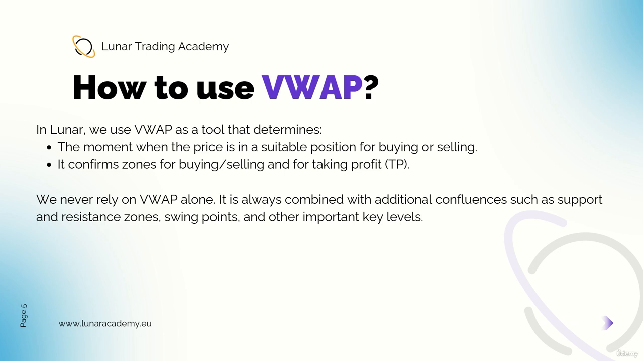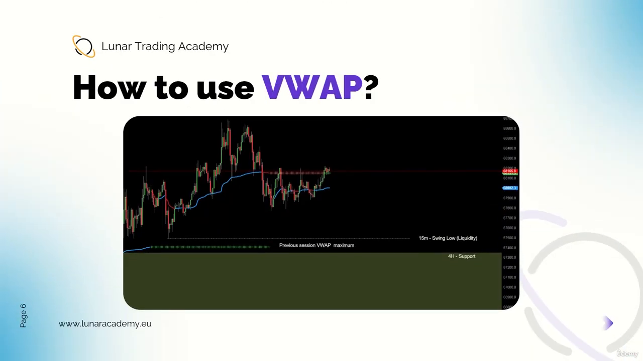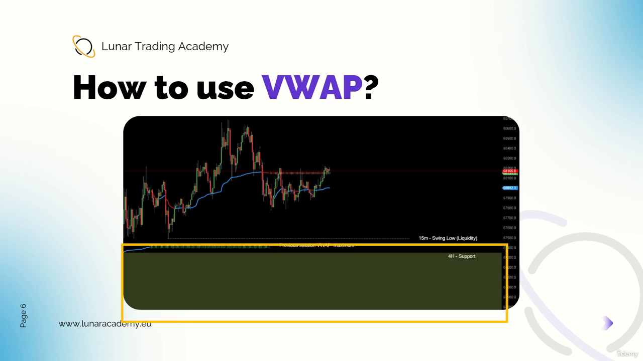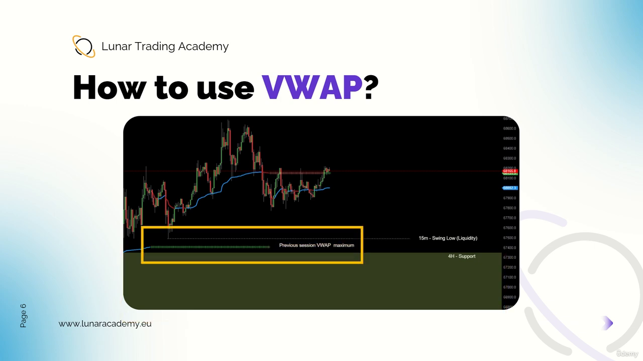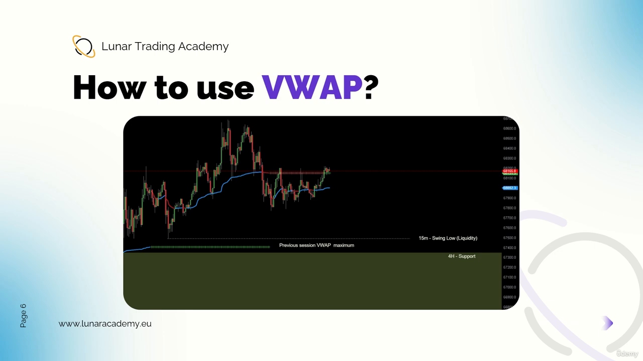Another very important sentence: we never rely on VWAP alone. It's always combined with additional confluences such as support and resistance zones, swing points, and other important key levels. For example, here is a situation where there is a 4-hour support zone at which the VWAP from the previous session is located. All of this lies below the 15-minute swing low point, making it a great area for liquidity to be taken. The combination of all these confluences gives us an ideal zone for a potential long position. Notice how we combine all possible key levels to create a zone with maximum probability.